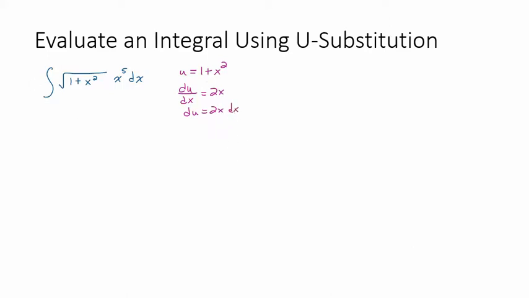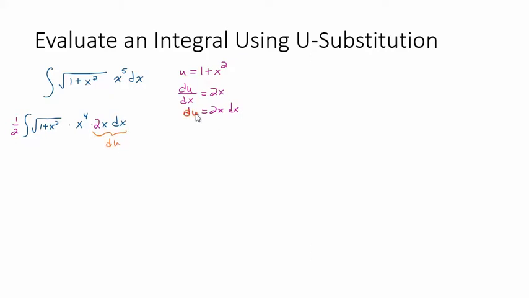So, okay, well, let's see. I could rewrite this integral as the square root of 1 plus x squared times x to the 4th times x dx. Okay, and for my du, I need a 2x dx, so I'm going to put a 2 in there and a 1/2 there to balance that out, right? If I multiply by 2, I've got to multiply by a half. So, okay, this is looking pretty good right here. This is going to be my du.